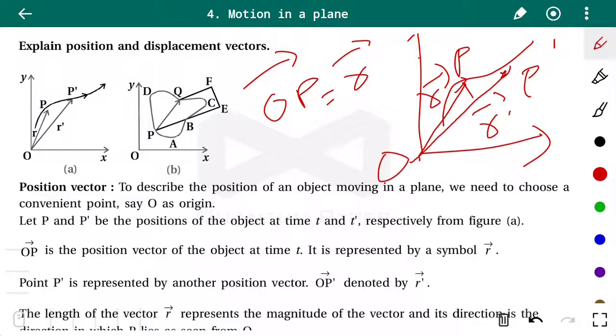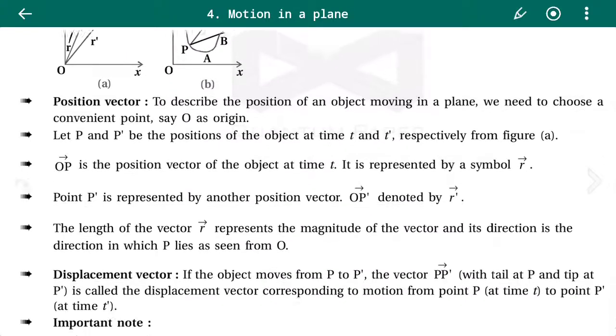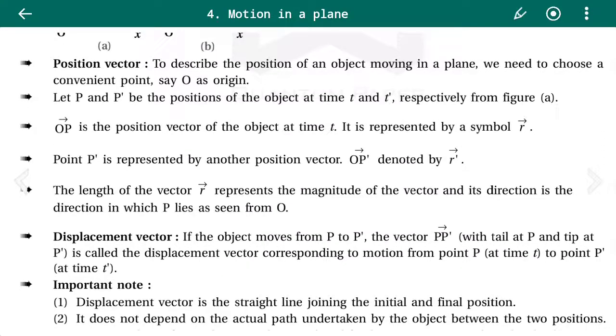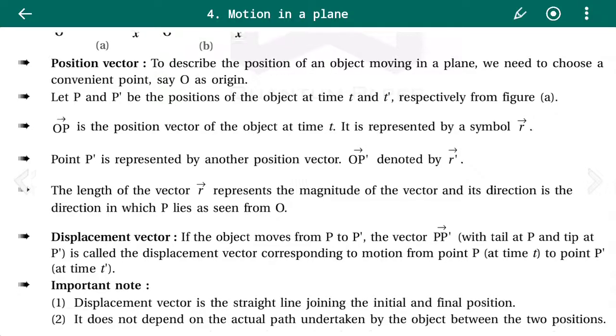And at time t dash the position of the object is P dash, right? With respect to what? With respect to this origin. So you can write it as OP dash vector. Here I have given the symbol R dash vector to OP dash. So OP vector equals R vector, that is the position vector of the object at P, and OP dash vector equals R dash vector, that is the position of the object at time t dash, which is at P dash. So point P dash is represented by another position vector OP dash, denoted by R dash vector.